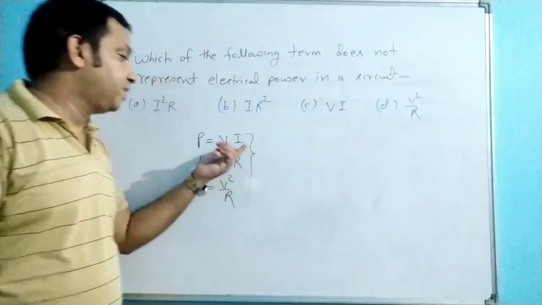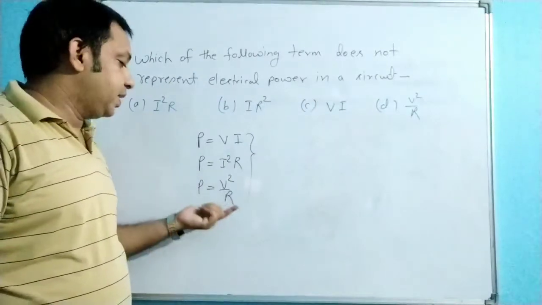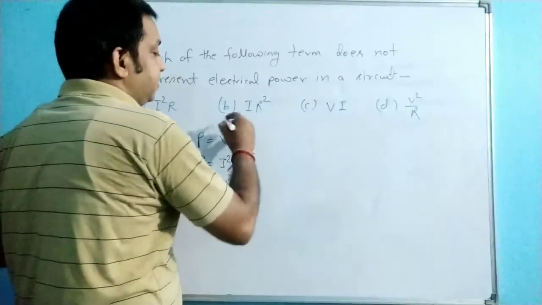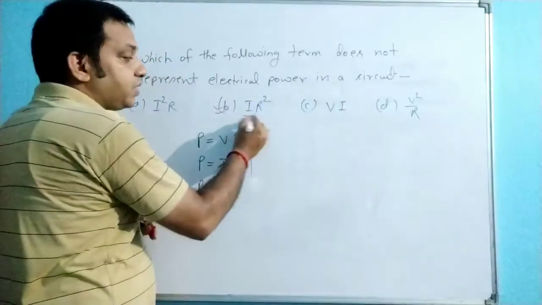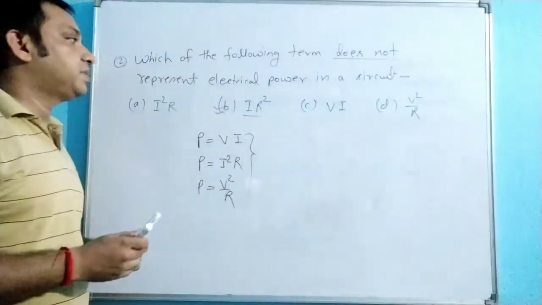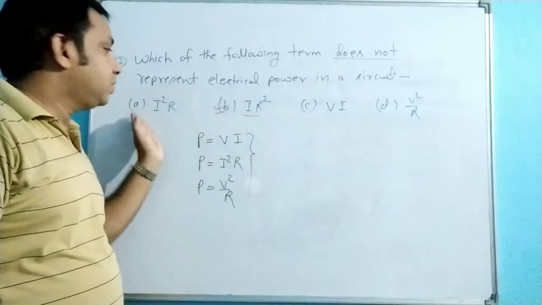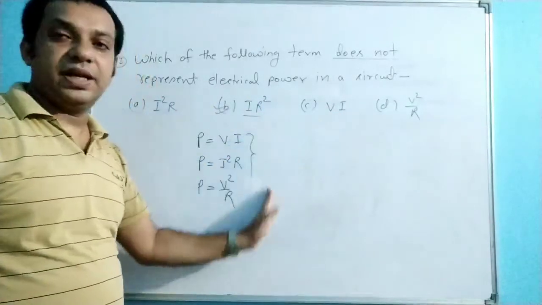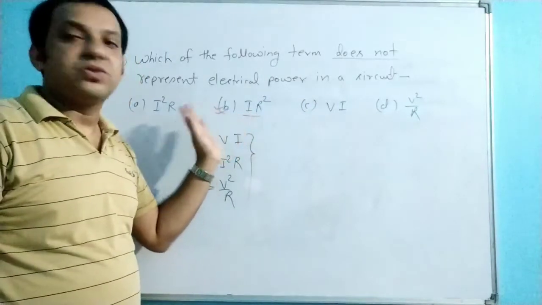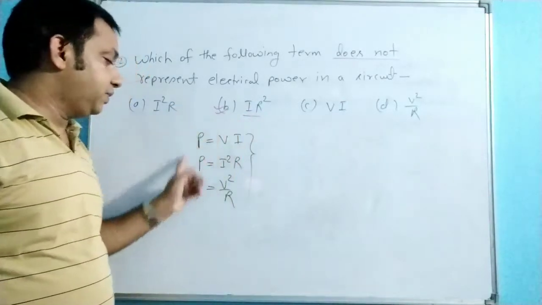So these are the 3 formulas for the power developed across the resistor. V into I is the C option, I square into R is the A option, and V square upon R is the D option. So our B option is the correct one. IR square is not a form of the power. Except this B option, all the 3 options A, C and D are formulas for electrical power. So the answer is option B, because there is no formula for electrical power as IR square. We only have these 3 formulas.